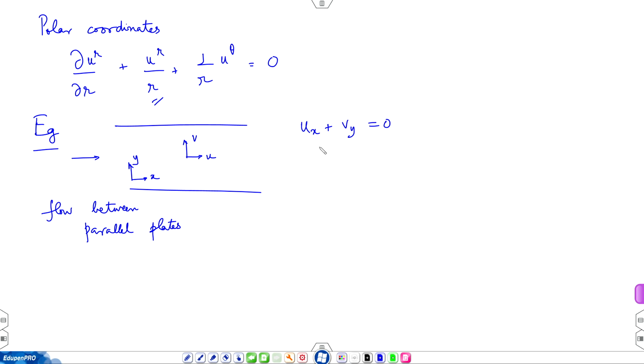So, essentially sometimes this state of flow in which nothing is happening, it is undisturbed, unchanging in the x direction. Such a flow is said to be fully developed. So, then you can set this derivative equal to 0.